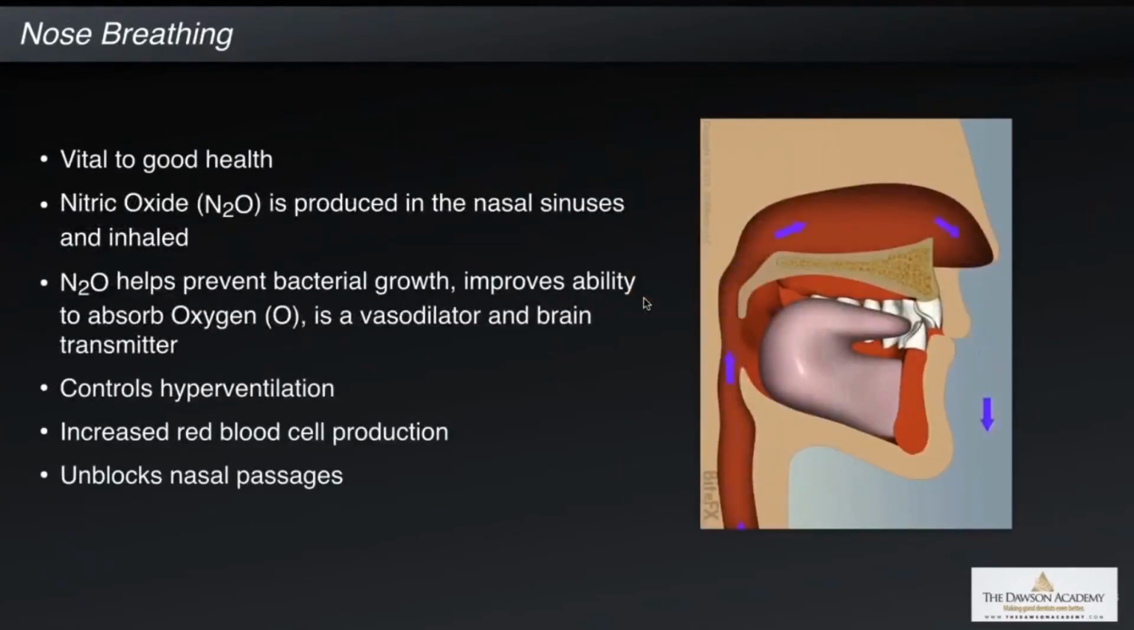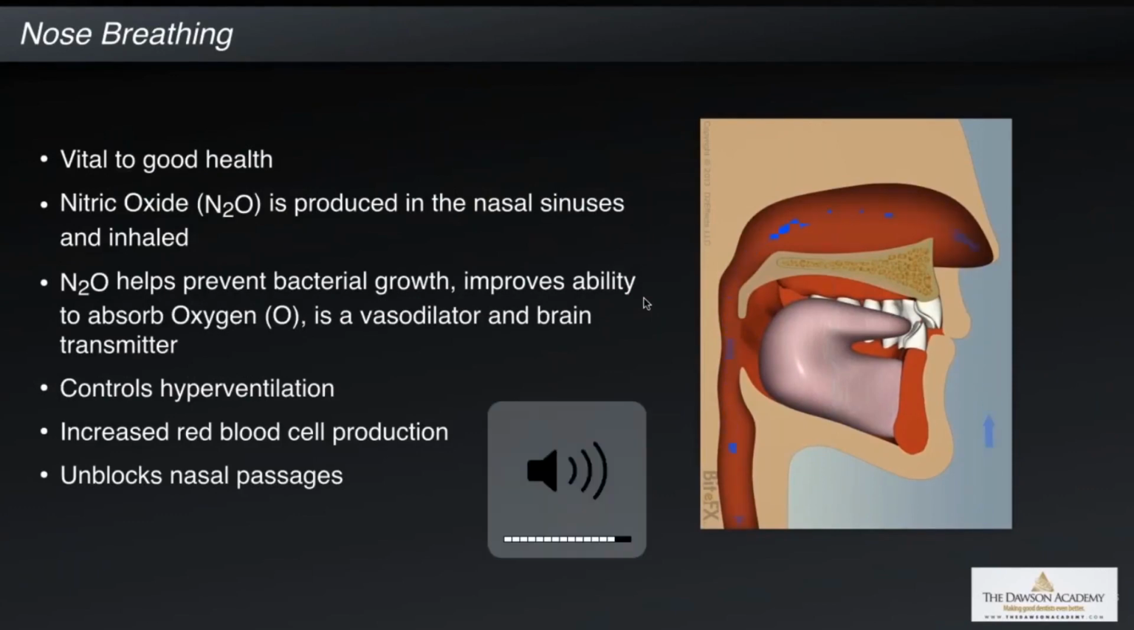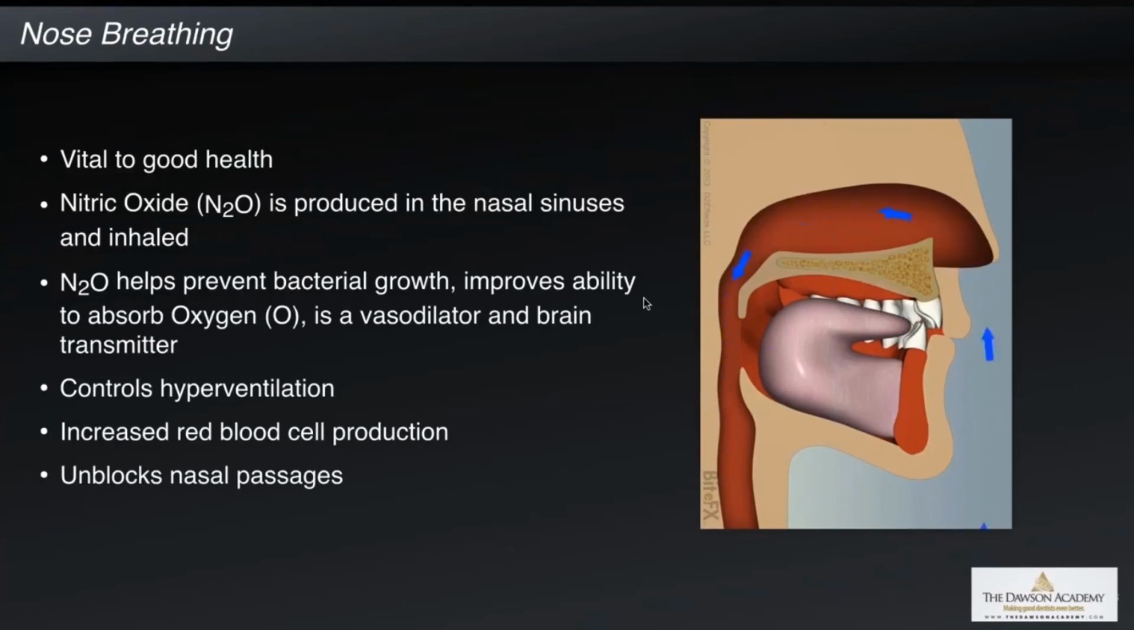We are designed to breathe through our nose, not our mouth. And breathing through your nose is vital to good health. Nitric oxide is produced, which is not produced if we breathe through our mouth. And it helps prevent bacterial growth, improves the ability to absorb oxygen. It's a vasodilator, brain transmitter. It controls hypoventilation, increases red blood cell production, and unblocks nasal passages. If we're breathing through our mouth, those things aren't happening. So think about it as you're not running the air through a filter, which our body was designed to do.